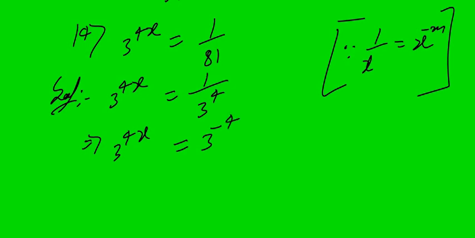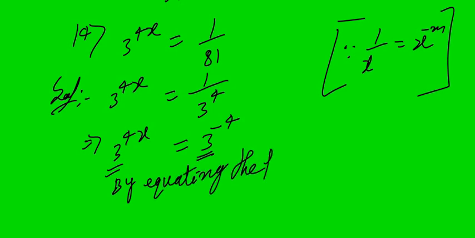Now see, the bases are equal, so the powers will be equated. So here we will write, by equating the power, what will we get? When we equate the power, we can write 4x is equal to minus 4, because this is 4x and this one is minus 4. Bases are already the same, so we are going to equate the power.